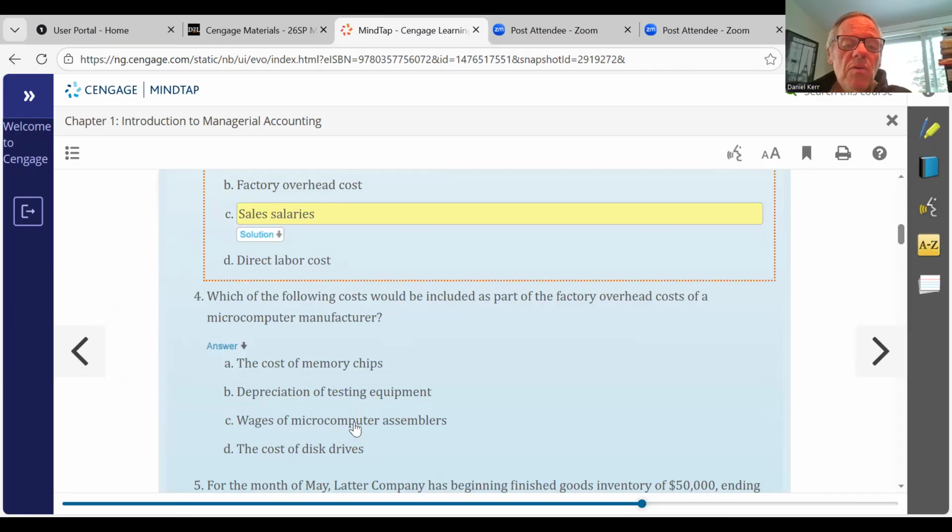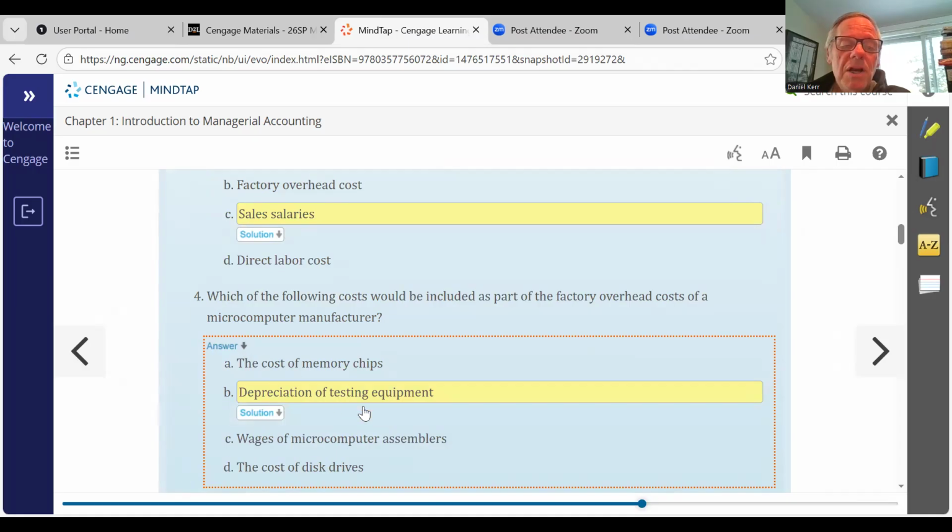Wages of microcomputer assemblers, well, that's direct labor. And D, the cost of disk drives, well, that's material. So the one that would be considered overhead here would be depreciation on testing equipment. So I'm going to assume the correct answer is B, and not surprisingly, that is the correct answer.